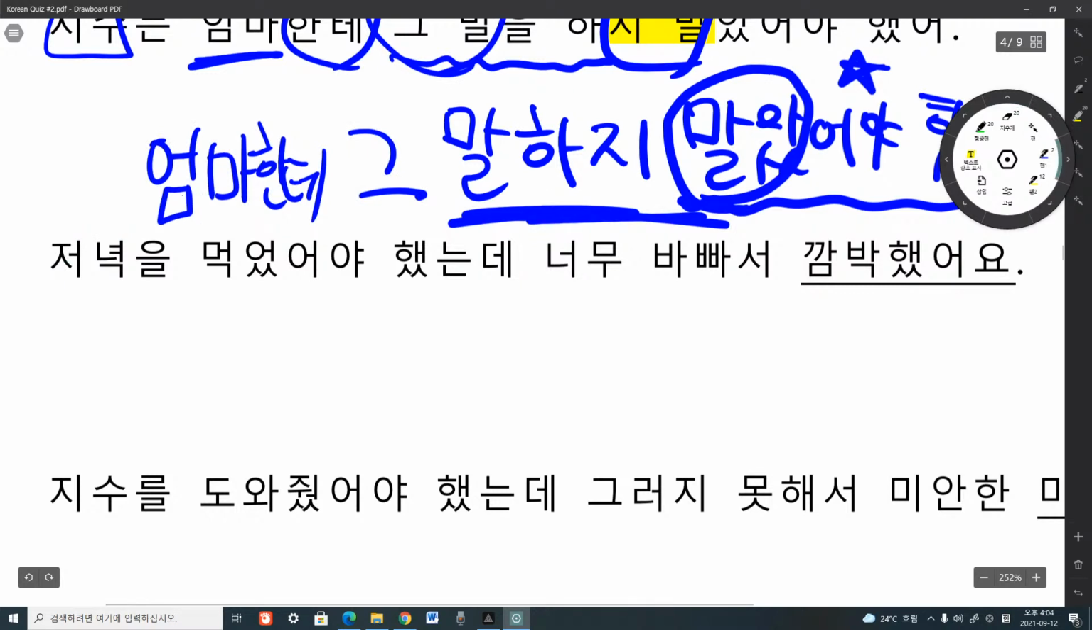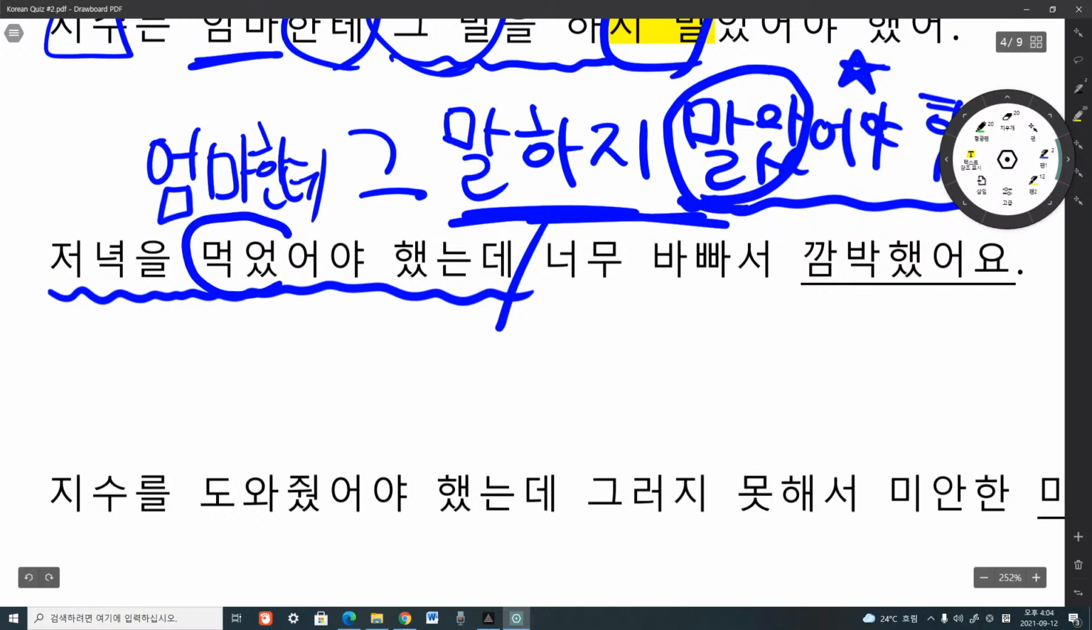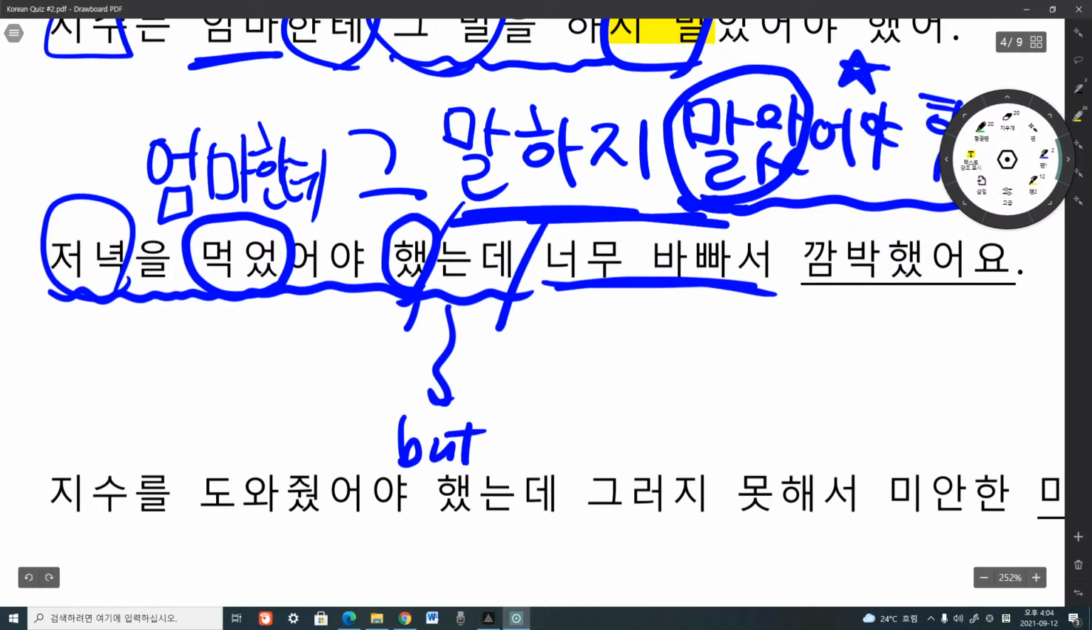아무튼 넘어갈게요. 저녁을 먹었어야 했는데 너무 바빠서 깜빡했어요. 저녁을 먹었어야 했는데. By seeing this 먹었어야 했다, you can immediately notice, oh, this means should have, right? So I should have eaten dinner. 저녁을 먹었어야 했는데, I should have eaten dinner, but 너무 바빠서 I was too busy, so 깜빡했어요.